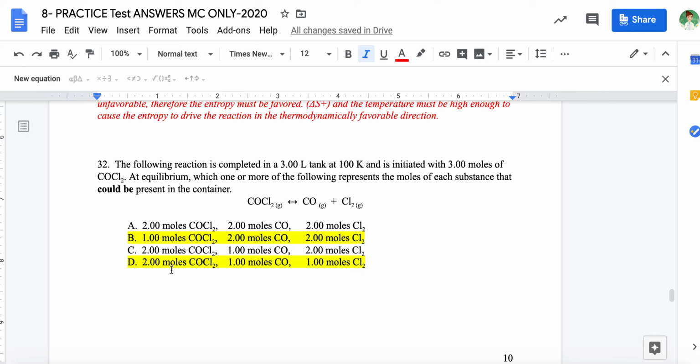B could also work because the change line could be 2. And you would say 3 minus 2 is 1, 0 plus 2 is 2, and 0 plus 2 is 2. The other options can't work because when you're trying to fill in the ice diagram, it's not possible to have 2 all at the end because your change lines all have to be the same. So this definitely takes a little thought process, but it has to do with the stoichiometry, the change line, and the 1 to 1 to 1 relationship.